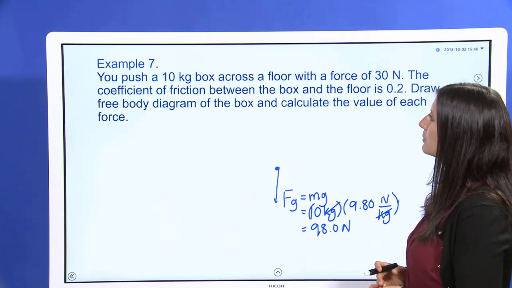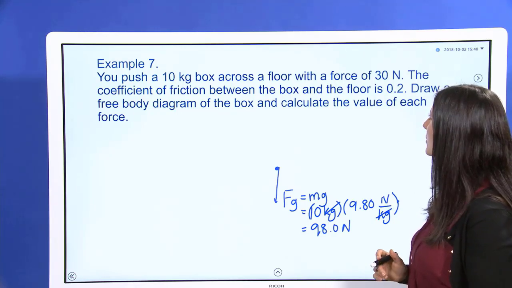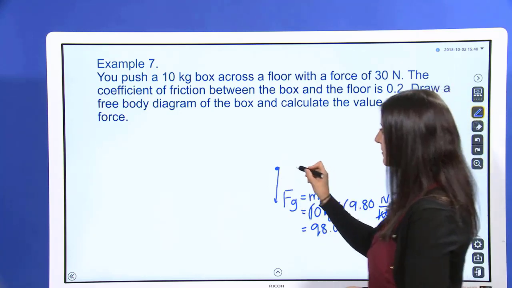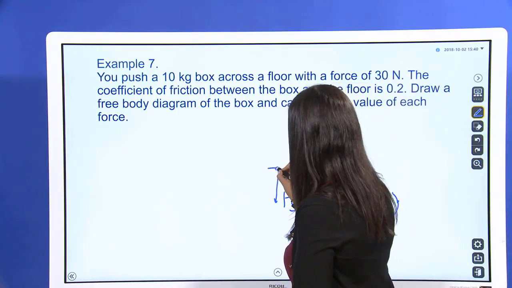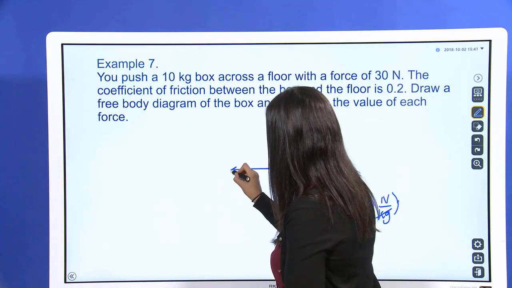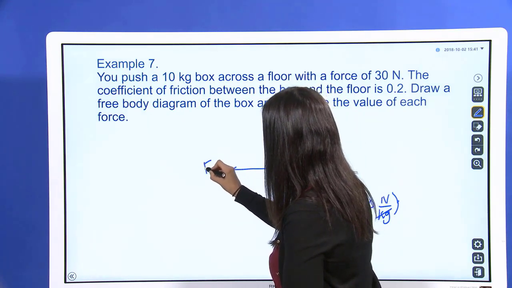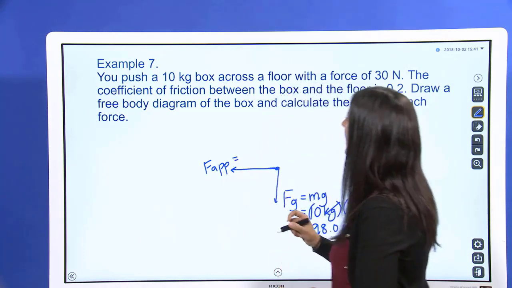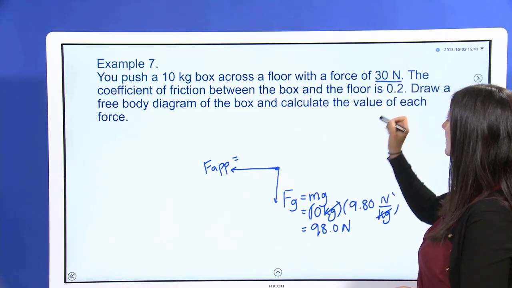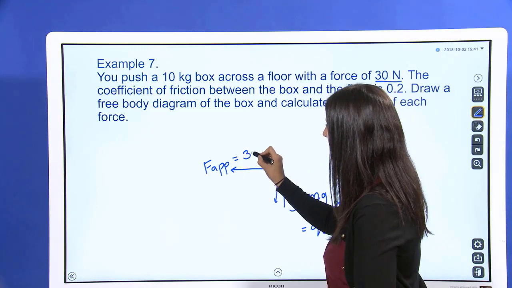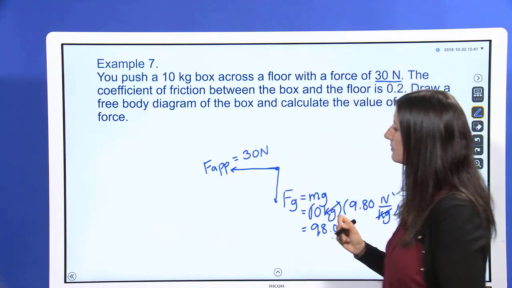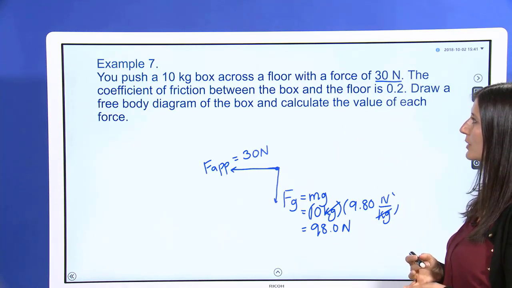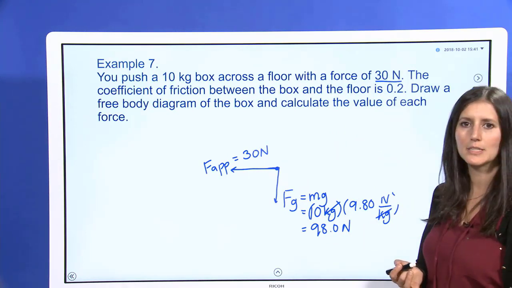Okay, so it's being pushed across the floor with a force of 30 newtons. So I'm pushing the object. I'm going to assume I'm pushing it this way, and I'm going to call this my force applied, and it's equal to 30 newtons. So that's my F applied. The coefficient of friction between the box and the floor is 0.2.